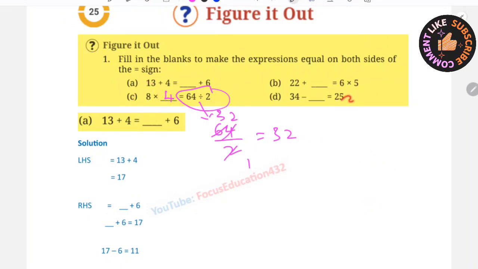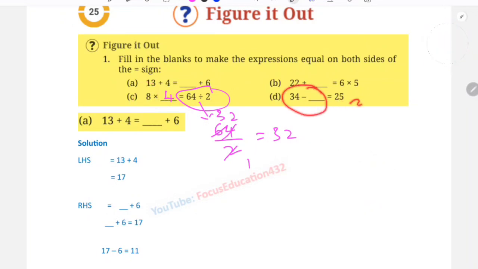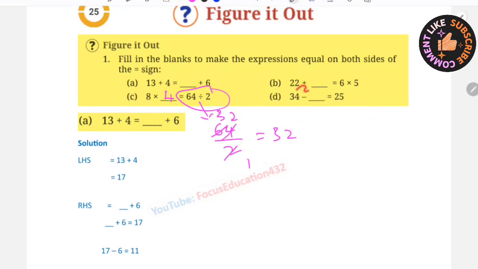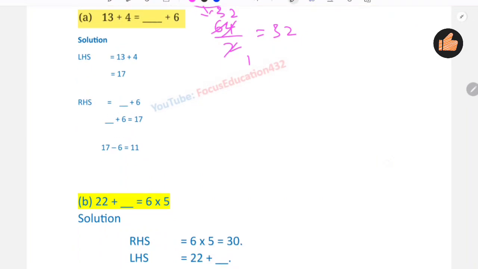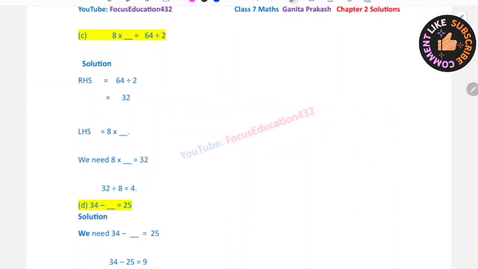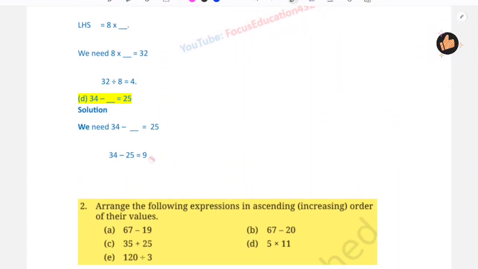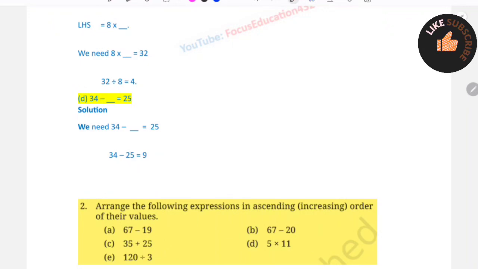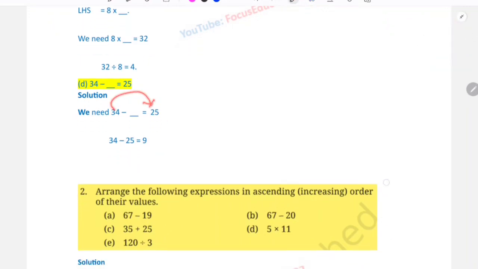In that way also you can do 34 minus blank is equal to 25. So 34 minus 25, whatever you get, that is your answer. 34 minus 25 is how much? 9. So you just have to do subtraction for this one.